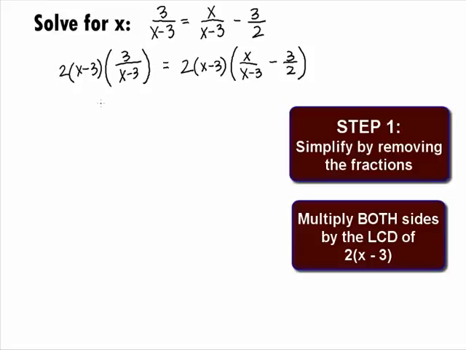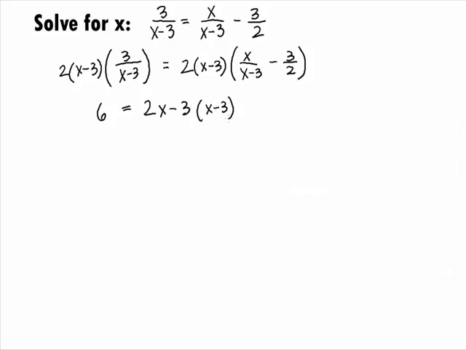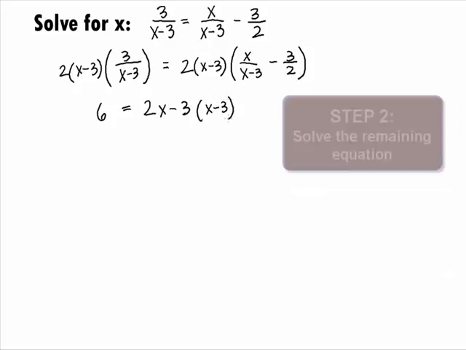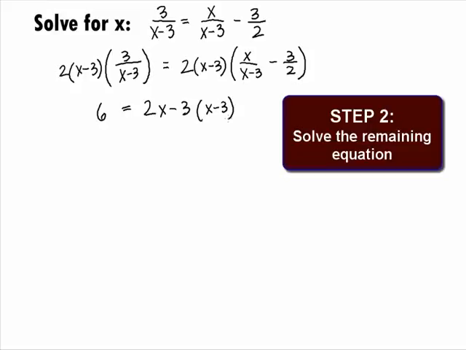On the left side, the x minus 3's cancel, and we're left with 2 times 3, which is 6, equals, on the right side, when you distribute the 2 times x minus 3, you get 2x minus 3 times x minus 3. In step 2, we want to solve the remaining equation.